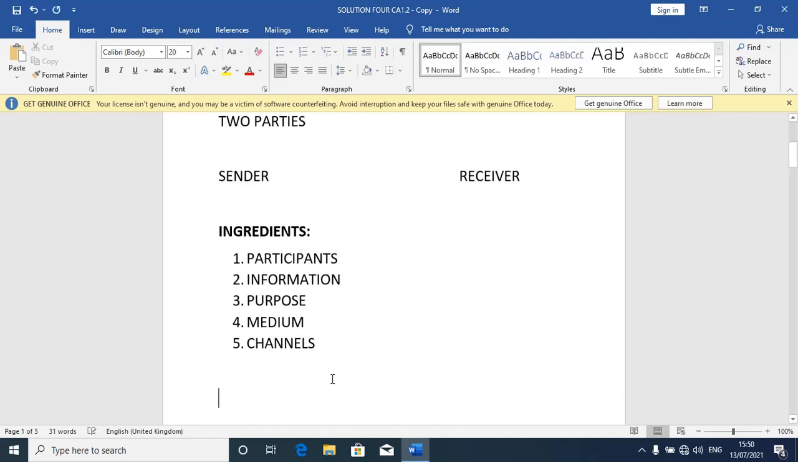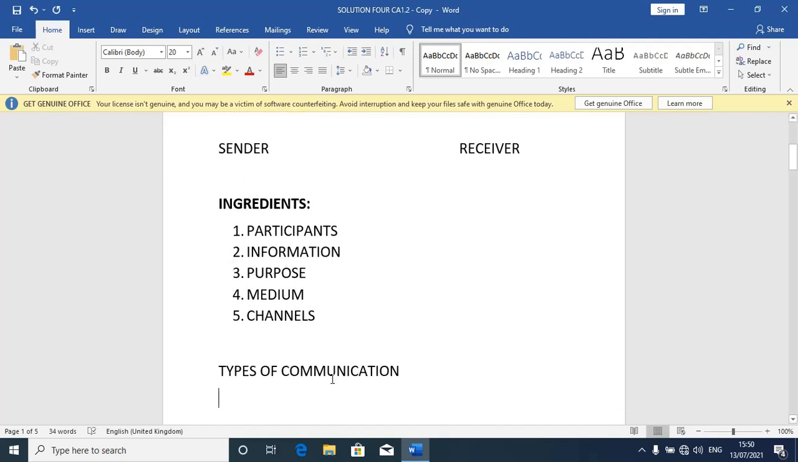All right, so next let's talk about the types of communication. We have about 5 different types of communication, and these are: number 1, we have interpersonal communication.